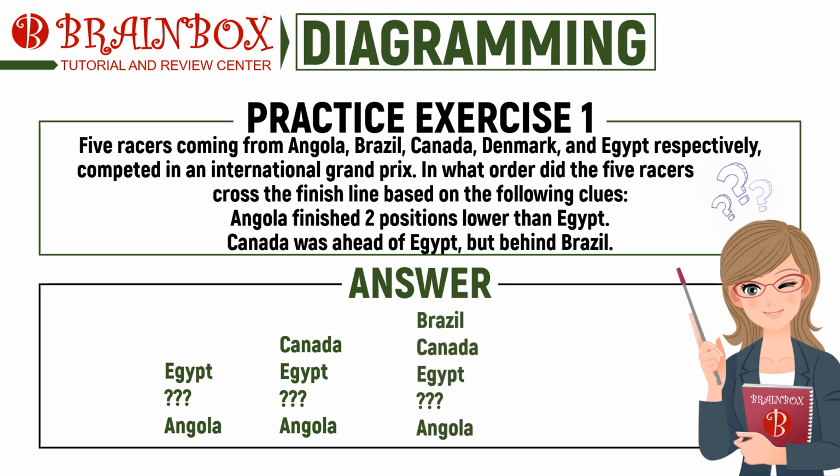We have no more clues left. However, we know that there are only 5 races and that one of those races finished between Egypt and Angola. Also, there is only one racer that hasn't been included in the diagram yet, and that's Denmark. Therefore, it makes sense that Denmark be the racer that finished in 4th. Having included Denmark in our diagram, we have finished recreating the race result from the clues.